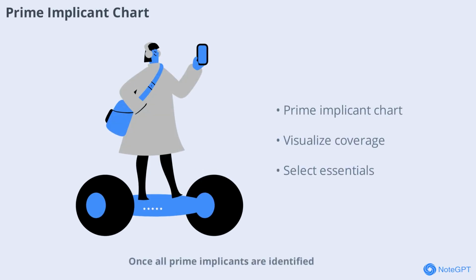Once all prime implicants are identified, we use a prime implicant chart to select the essential ones. This chart helps visualize which prime implicants cover each minterm. By choosing the minimum set that covers all minterms, we achieve the simplest possible Boolean function.